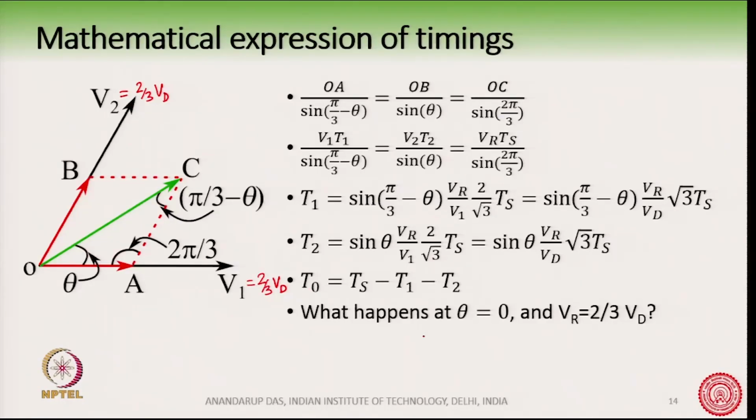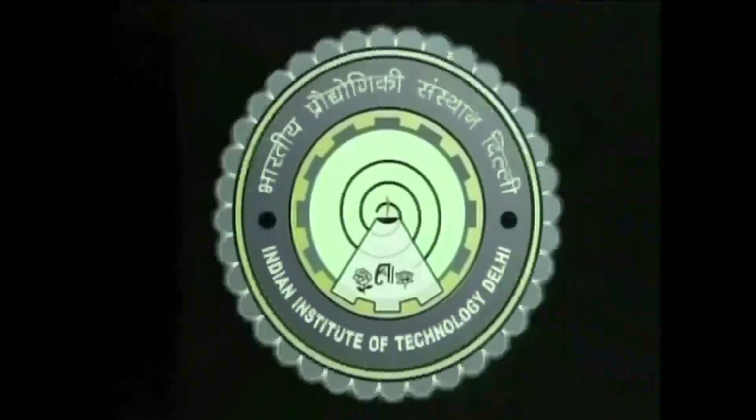So, you can see here, two cases are very interesting. One is what happens at theta equal to 0. Theta equal to 0 means this green vector is now lying here, right.